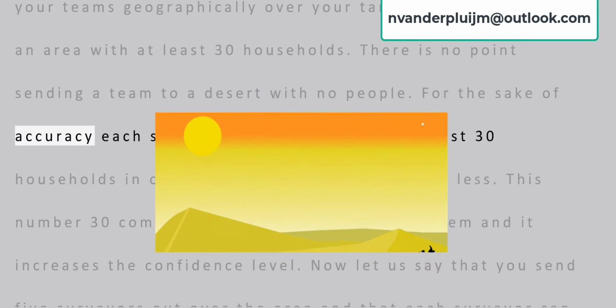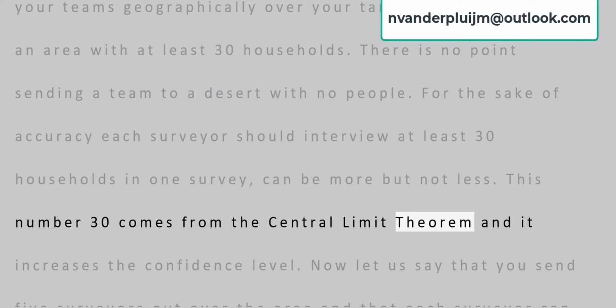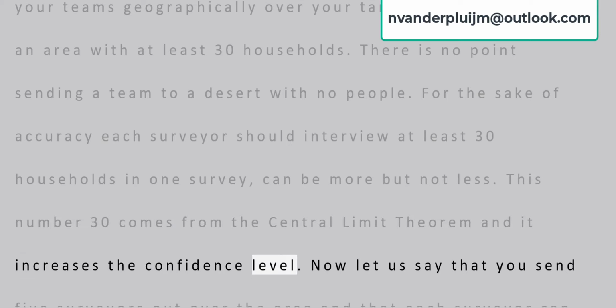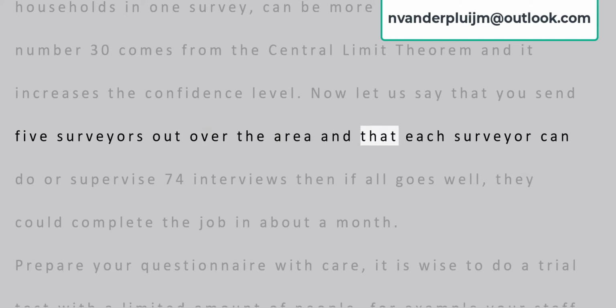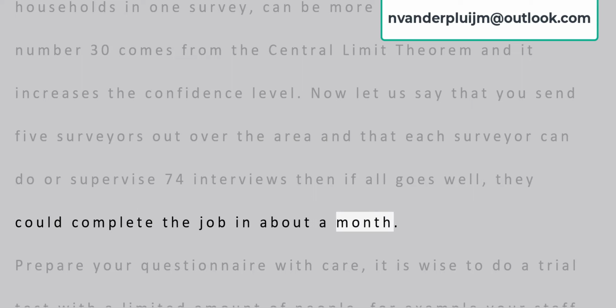For the sake of accuracy, each surveyor should interview at least 30 households in one survey, can be more but not less. This number 30 comes from the central limit theorem and it increases the confidence level. Now let us say that you send 5 surveyors out over the area and that each surveyor can do or supervise 74 interviews. Then if all goes well, they could complete the job in about a month.